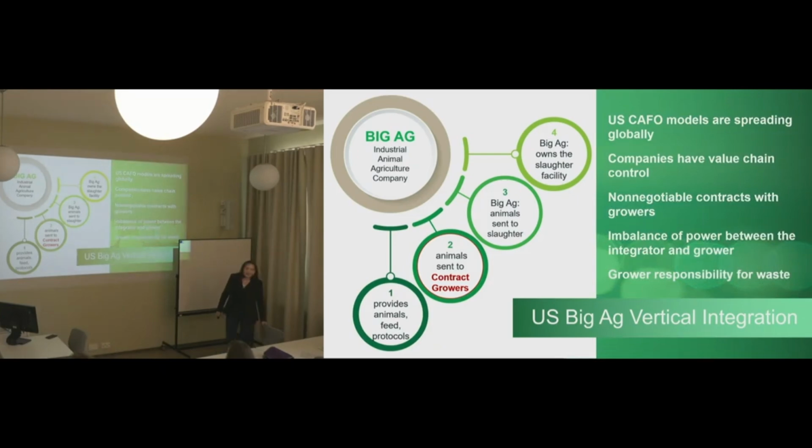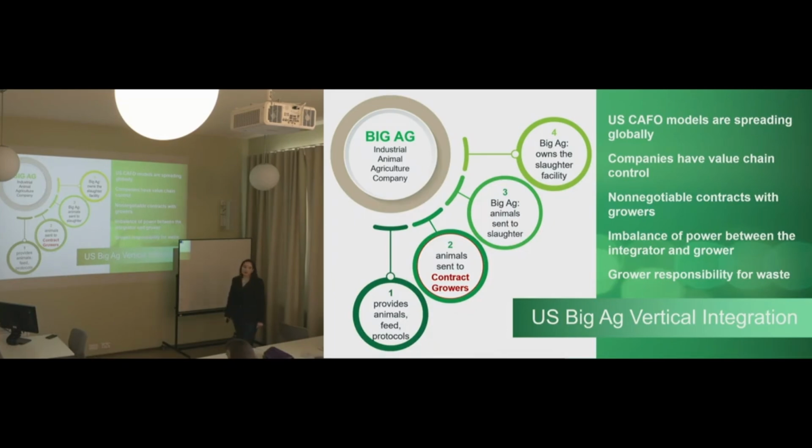And to basically explain what that value chain looks like in industrial animal agriculture, I don't know how familiar you are with how big ag works, but typically the way it works is they don't always grow their own animals. They will provide animals, they send them to a contract grower who signed a contract with that company to grow the animals based on the specifications of the contract. Then when those animals are fed to the proper size to go to slaughter, the big ag comes, picks them up, and takes them to slaughterhouses that are owned by big ag.